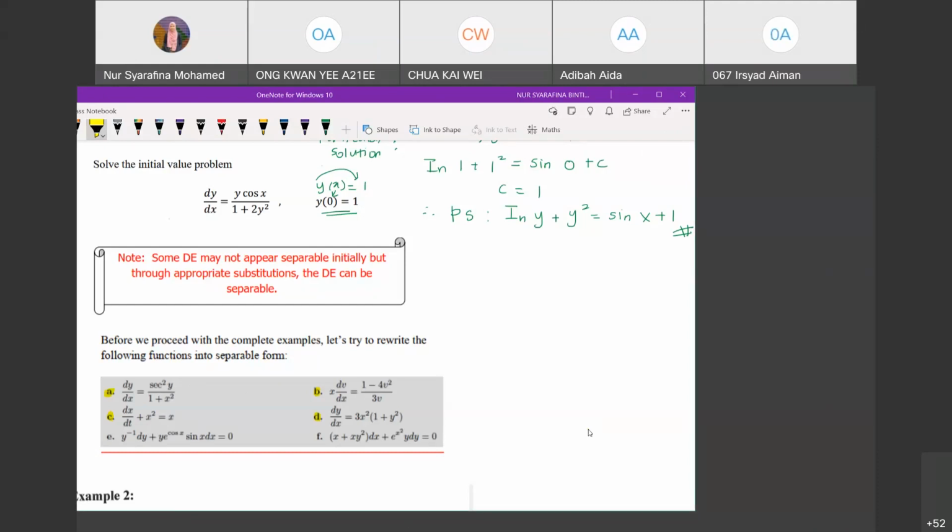Doctor, yes, I try the A. All right. May I know who's speaking here? Irshad. Okay. So for the A, we can separate directly, and the answer will be 1 over sec square y dy equal 1 over 1 plus x square dx. Okay, all right, correct. Okay, the next one. Thank you, Irshad.